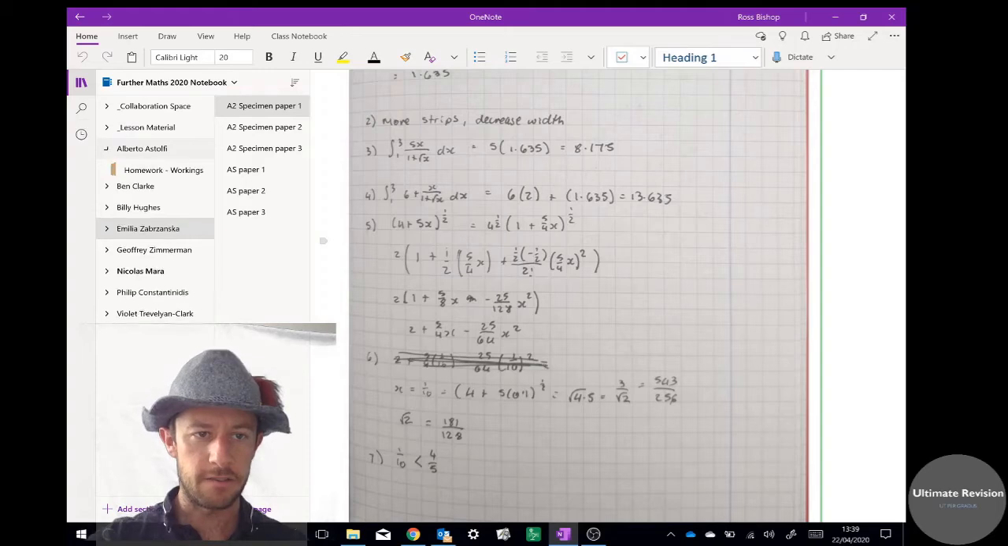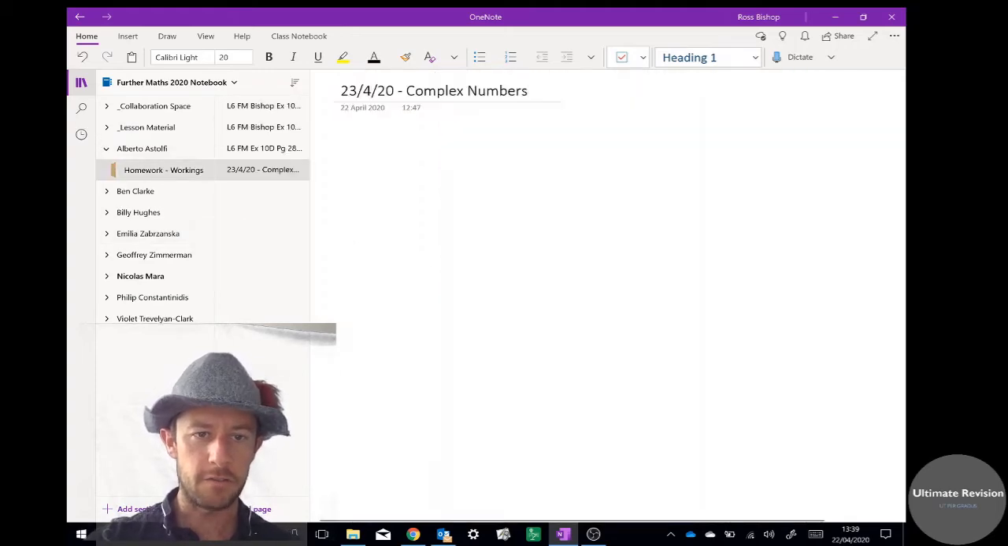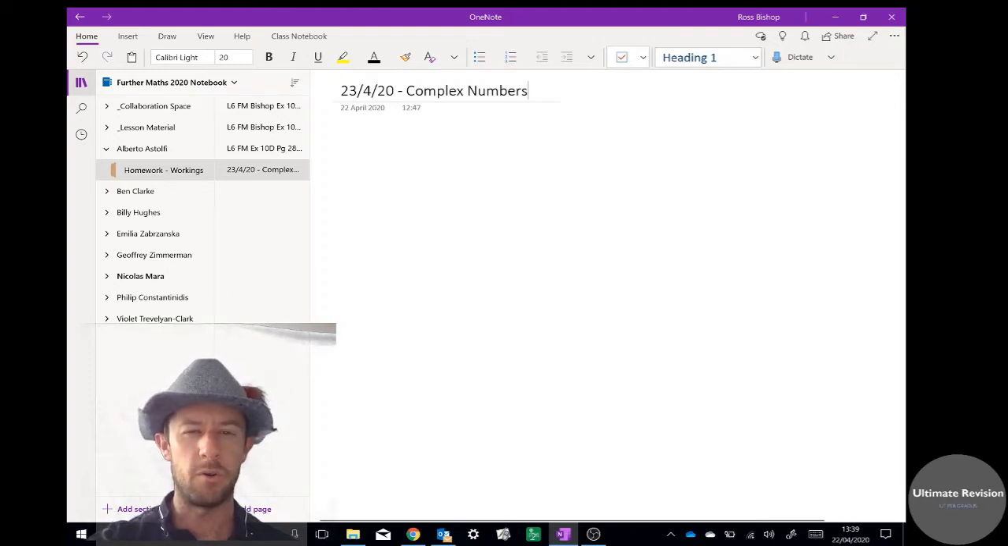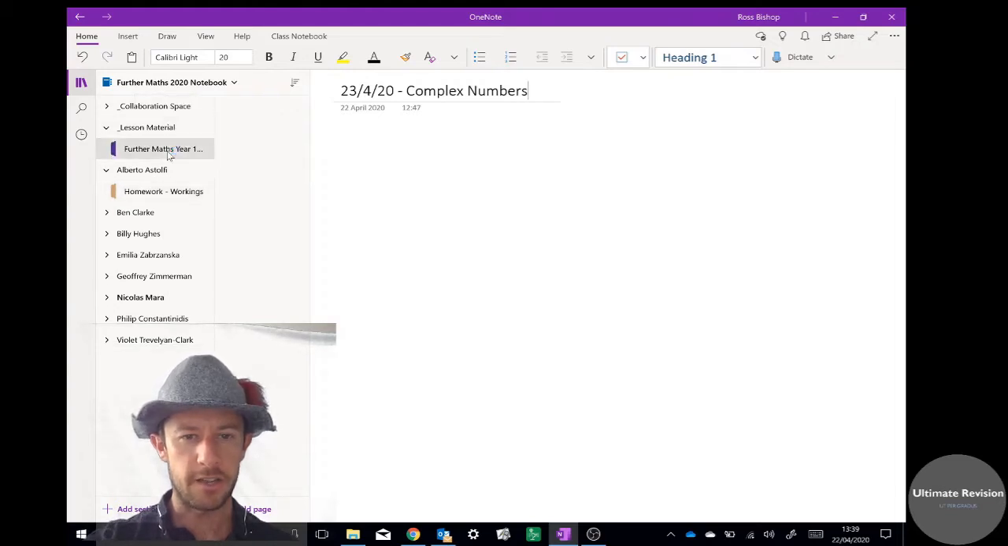Now, each lesson from now, I'm going to create a page for you, like I've done in OneNote. You should all have a page that says 23rd of April, complex numbers. And please, for this lesson, upload all your work onto this page only. That's really important. It makes it really easy for you to keep your notes nice and neat. And then next lesson, I'll create a new page for you to do that. Okay, right, let's get started straight into the lesson.